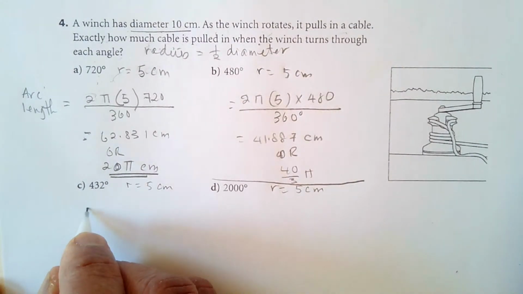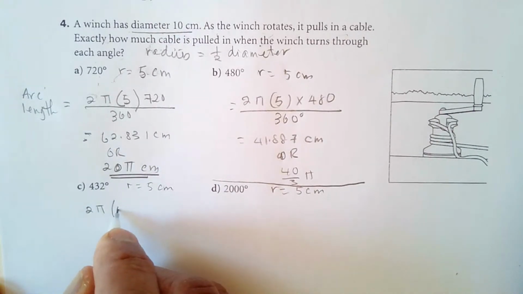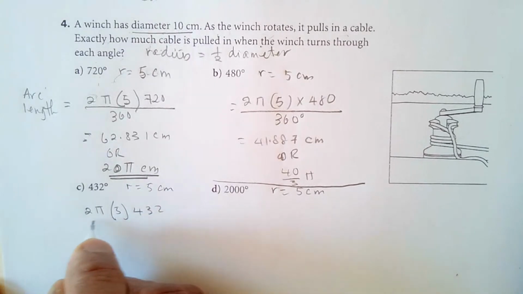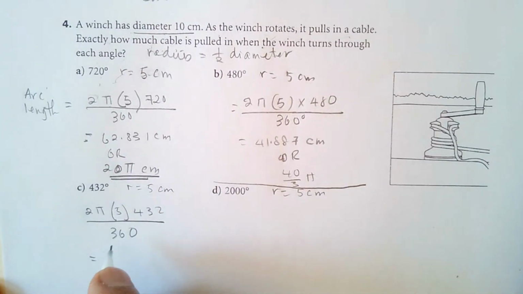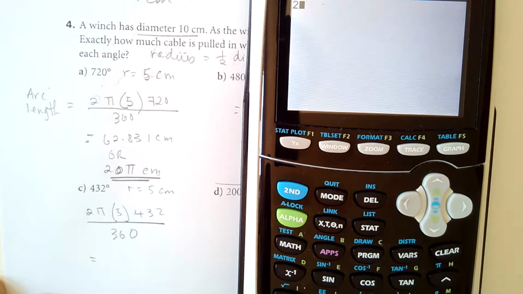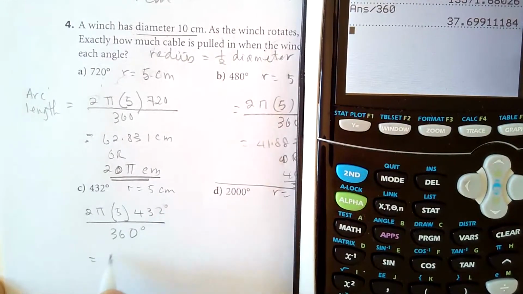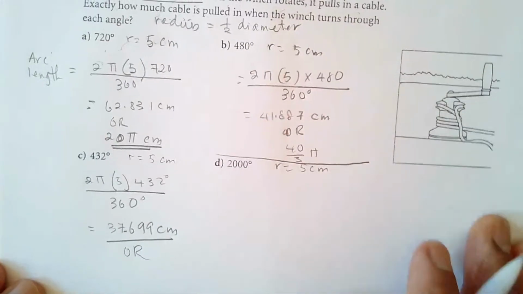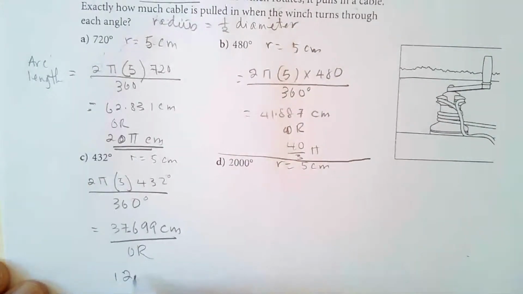For the next one, it'll be 2 times pi times 5 times 432, all divided by 360, and this worked out to be 2 times pi times 5 multiplied by 432 divided by 360 equals 37.699 centimeters, or 12 pi centimeters.